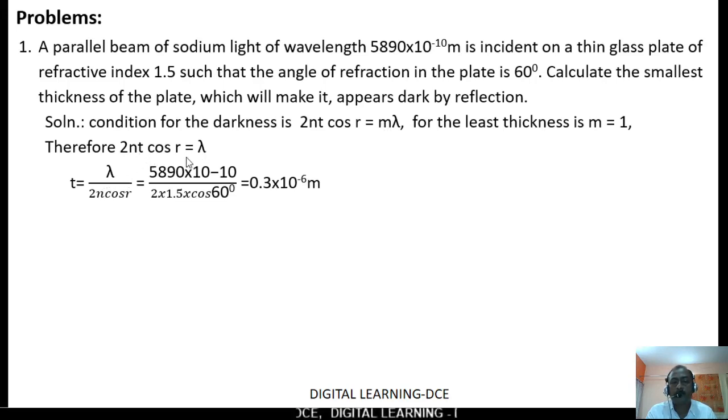Therefore, in this problem we have to calculate the thickness of the plate. Thickness of the plate t is equal to, on cross multiplying and reformulating, lambda by 2n cos r. By substituting lambda 5890 into 10 to the power of minus 10 divided by 2 into 1.5 into cos 60 degree, this becomes 0.3 into 10 raised to minus 6 meter or 0.3 micrometer. This is the thickness of the plate.